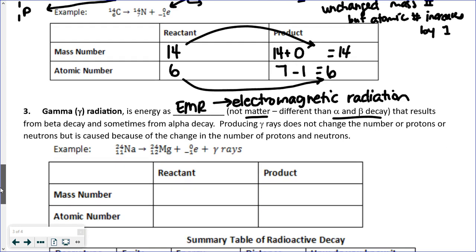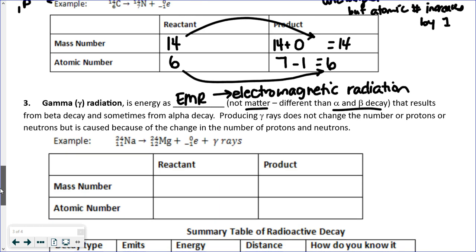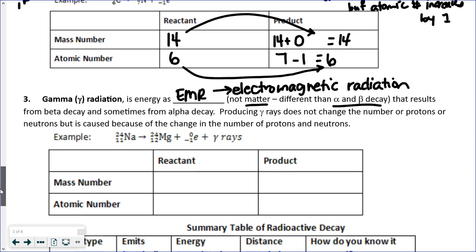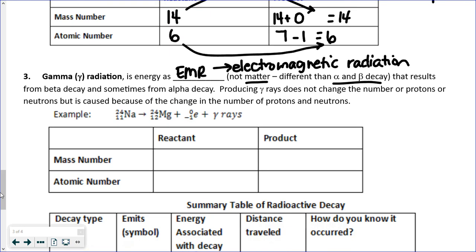So this gamma radiation sometimes will come from beta decay, but most of the time from alpha decay as well. So producing gamma rays does not change the number of protons or neutrons, but it is caused by the change in the number of protons and neutrons. So the gamma ray itself does not change it, but it's caused by the change in it. So what we will actually see in these is the release of just gamma rays. Gamma looks like a fancy Y. And again, that's just releasing energy as radiation, which we'll talk a lot more about in the next 2 days.